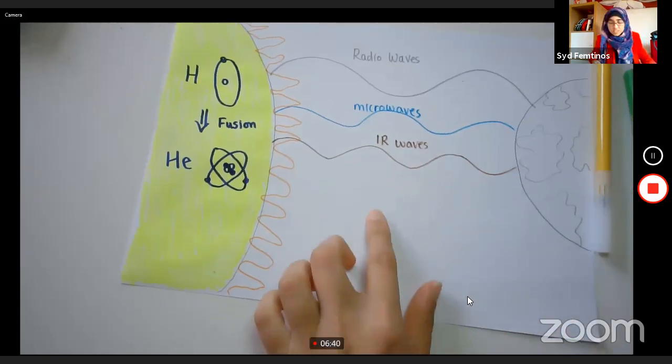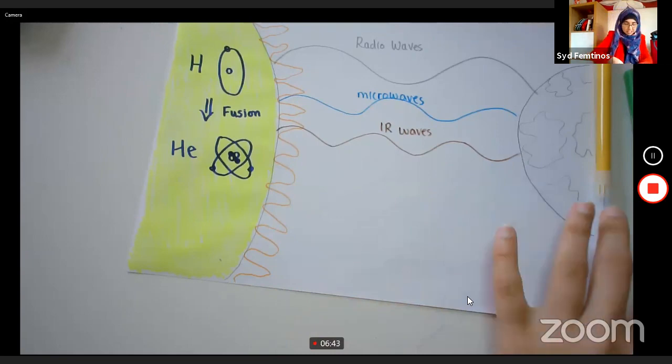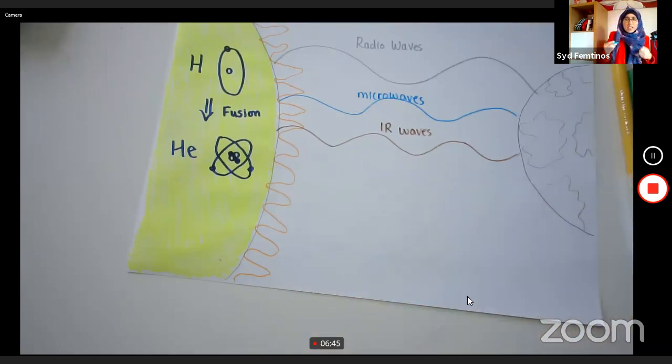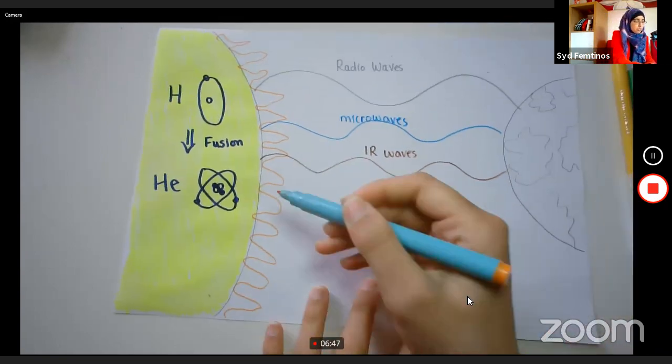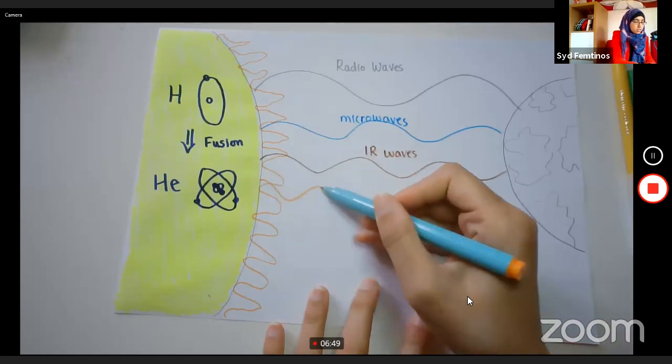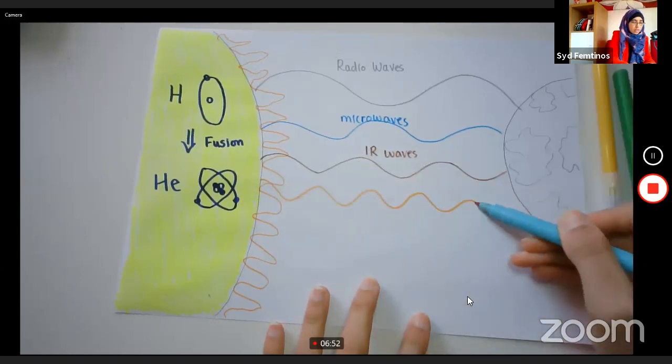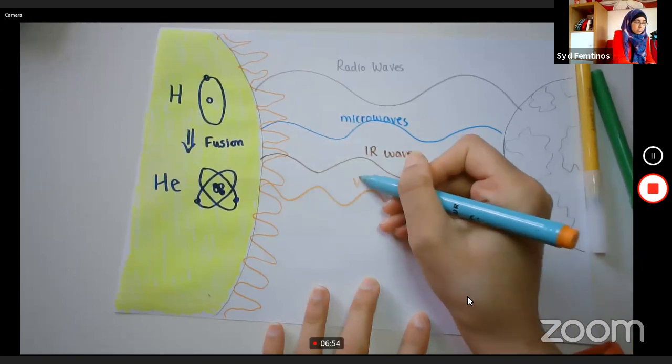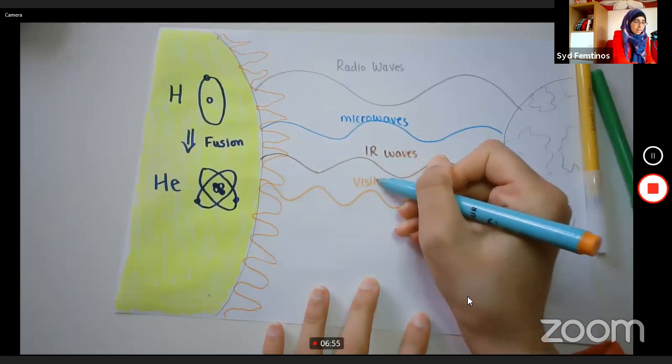Next, what we're going to have is visible light. So I'm going to use the orange for this. So this is the light that we see. So I'm going to draw lots of waves here. 1, 2, 3, 4, 5, 6. And we're going to say visible light. We'll come back to this in a second.